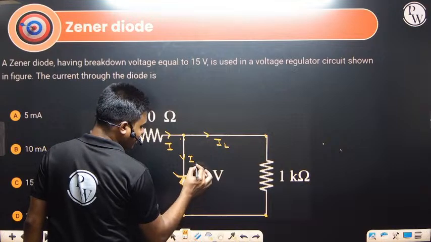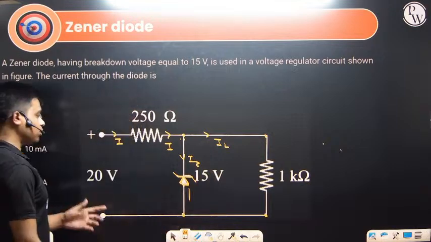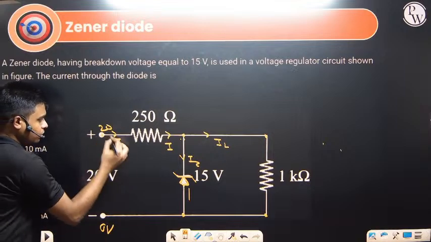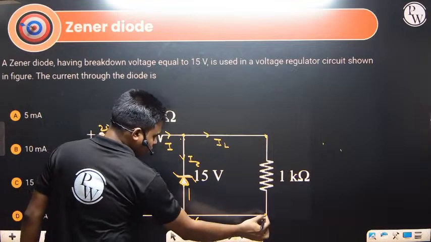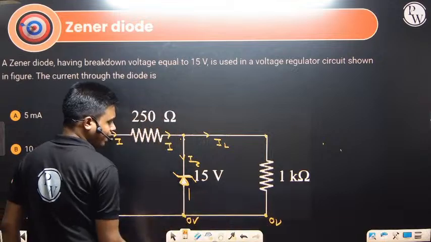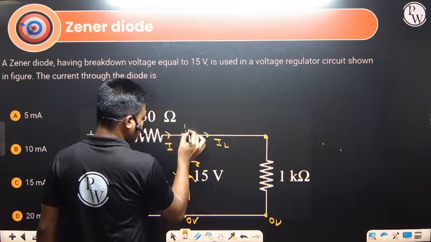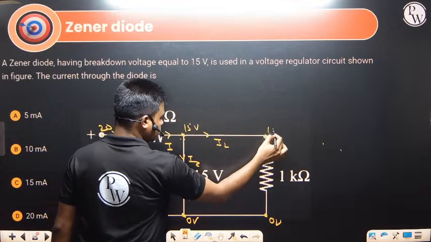I will be writing the current through the diode. What they're asking is the current through the diode. So let's say this one is 0 volt and this one is 20 volt. This will also be 0 volt, because they are connected by a single line. Now the points will change, the value will change. So this one is 15 volt and this also 15 volt.